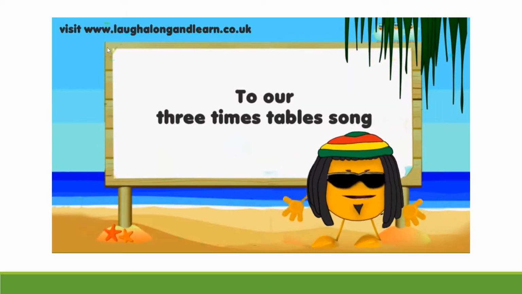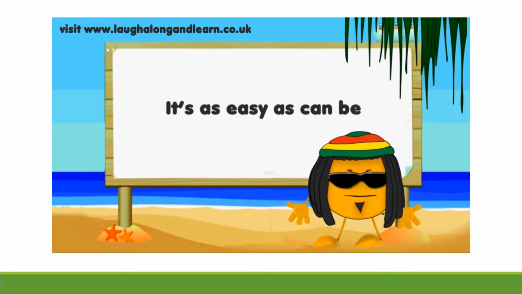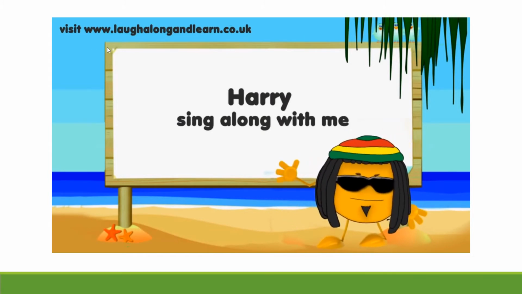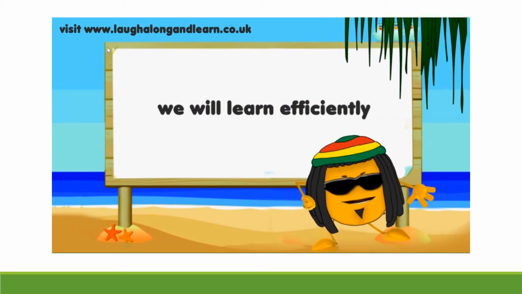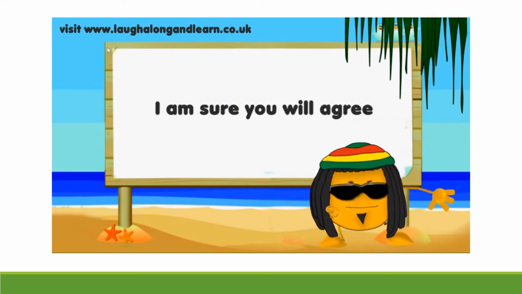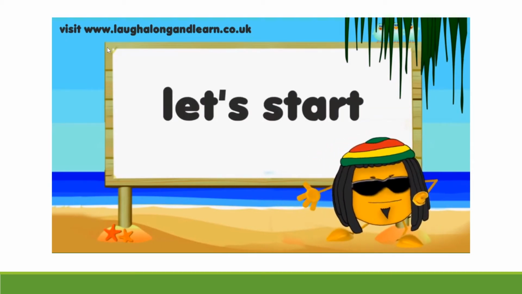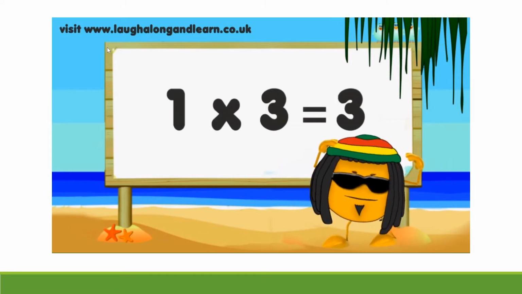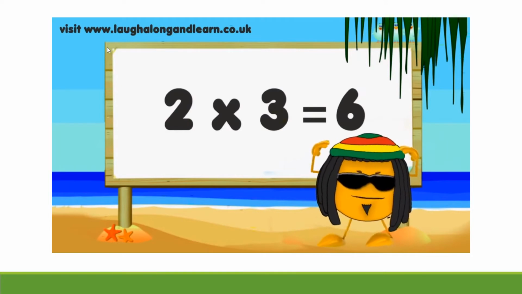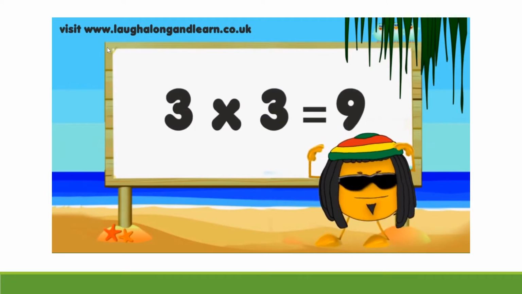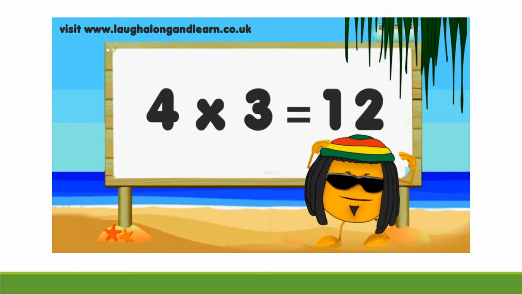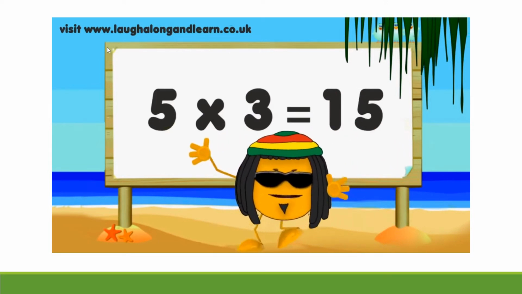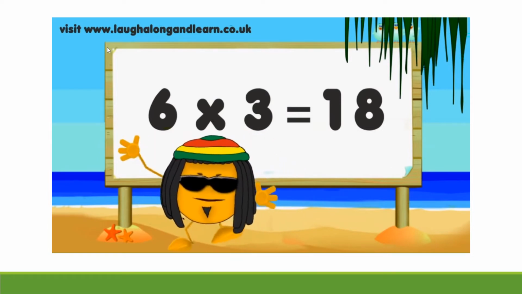2 or 3 times table song. It's as easy as can be. Harry, sing along with me. We will learn efficiently. I am sure you will agree. Let's start now, please. 1 3 is 3, and 2 3s are 6. 3 3s are 9. 4 3s are 12. 5 3s are 15, and 6 3s are 18.